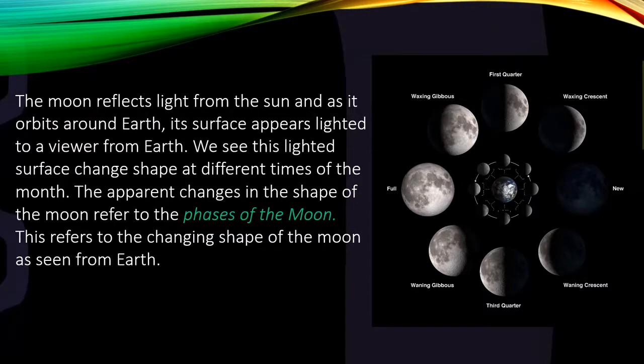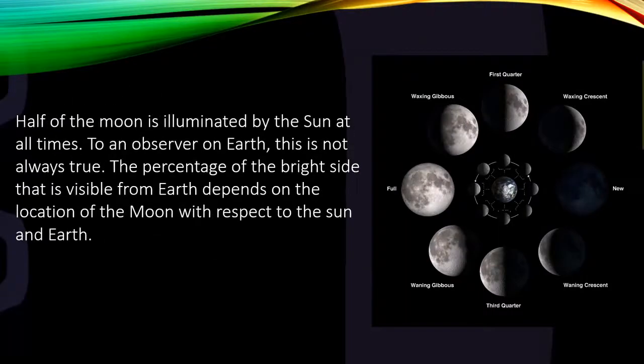The moon reflects light, and as it orbits around Earth, its surface appears lighted to a viewer on Earth. The changes in the shape of the moon are referred to as the phases of the moon. It refers to the apparent changing of shape of the moon as seen from Earth. Half of the moon is illuminated by the sun at all times. To an observer from Earth, this is always true.